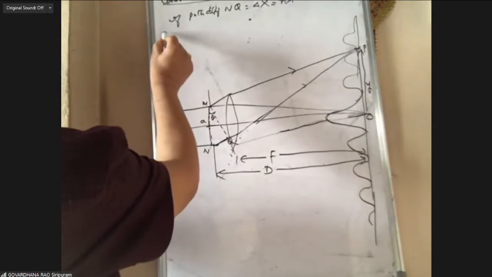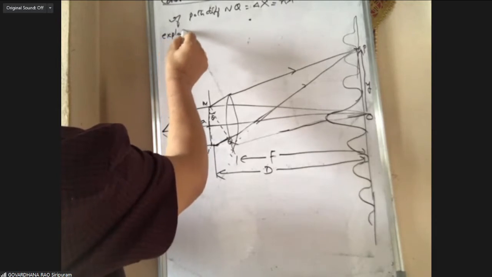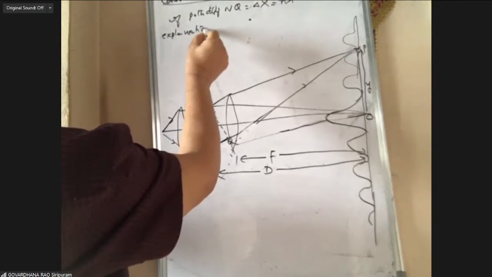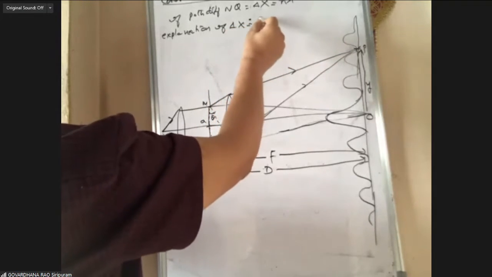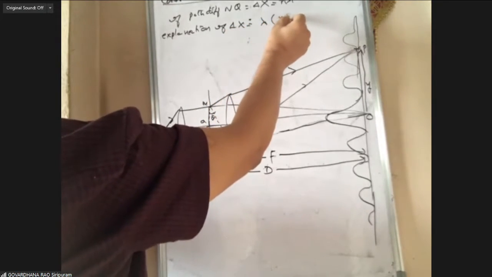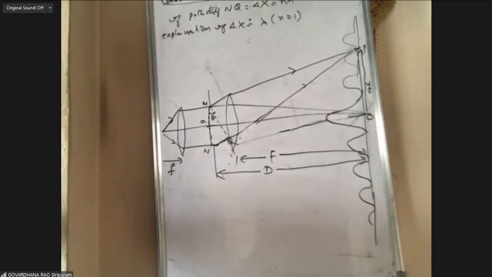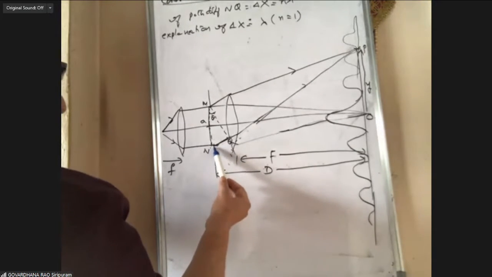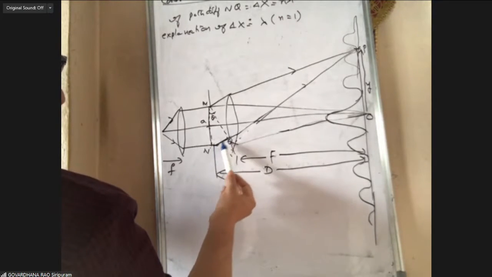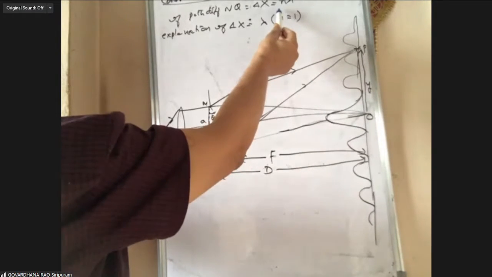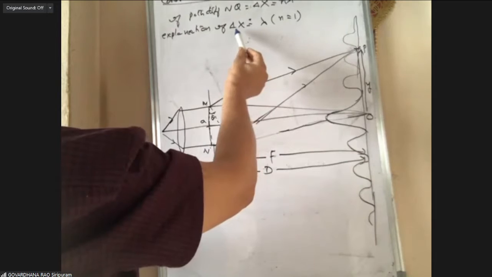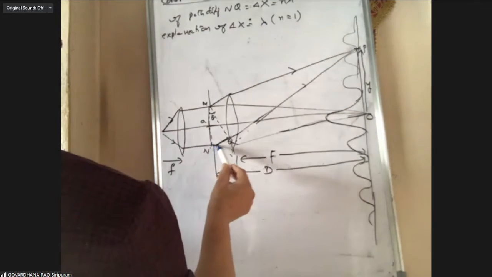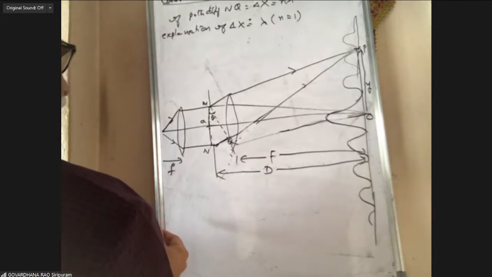Okay, for example, now the explanation. If delta x equal to lambda, assuming n equal to 1. So if the path difference here is lambda, what is that, n lambda? If you take n equal to 1, this is delta x equal to lambda.